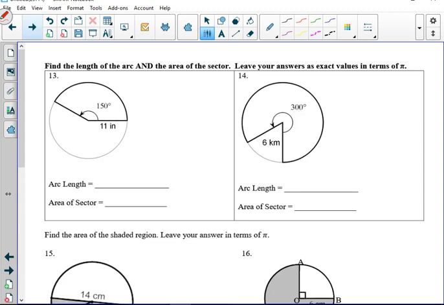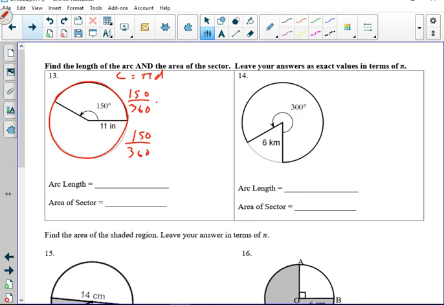Okay, arc length and area of a sector. Both of these are going to do 150 over 360, because it's that portion of the circle. Now remember, circumference is pi times diameter. So you're actually going to multiply 150 over 360 times that formula to get this piece right here. Because circumference is all the way around.